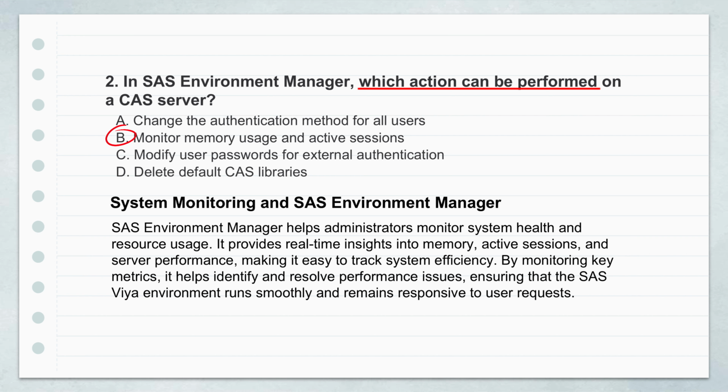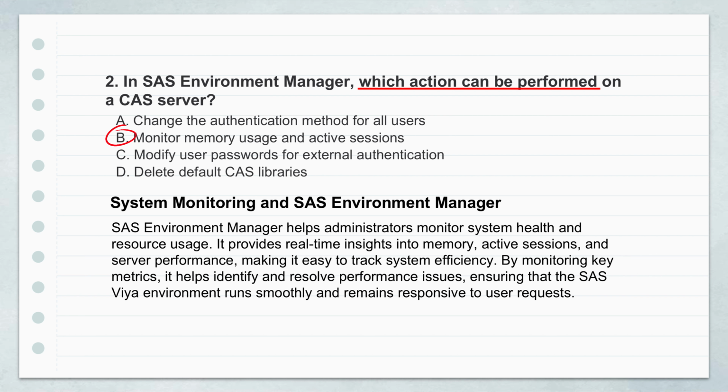So it's more about observation and health checks rather than making fundamental changes to how things are set up. That's right. The SAS Environment Manager is your central console for system monitoring. When it comes to CAS servers, which are crucial for that high speed in-memory analytics Viya is known for, the Environment Manager allows administrators to track their health in real time.